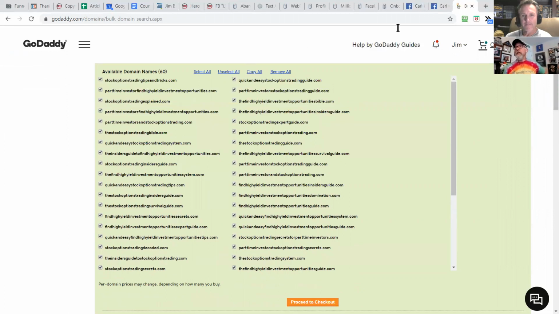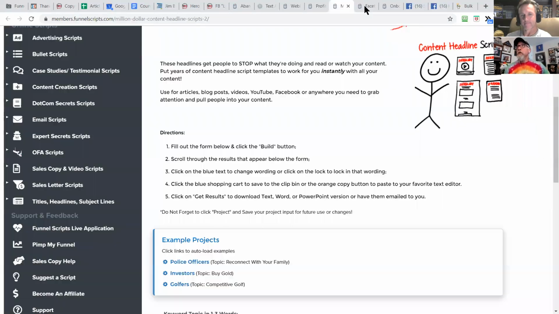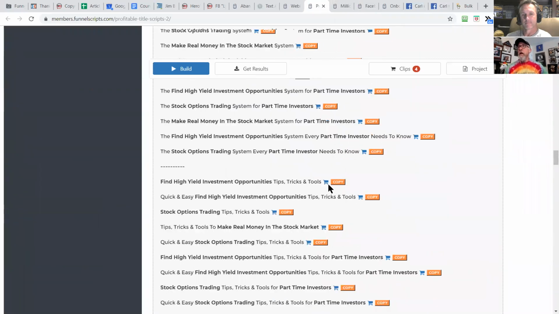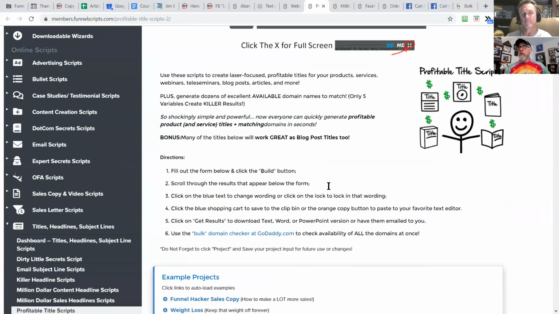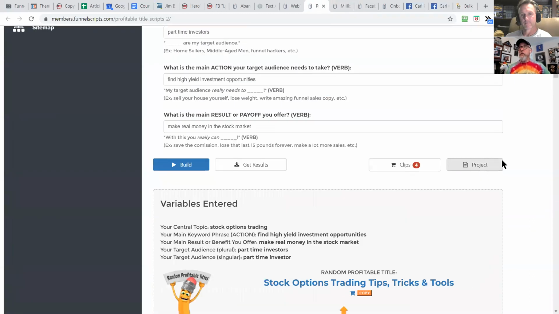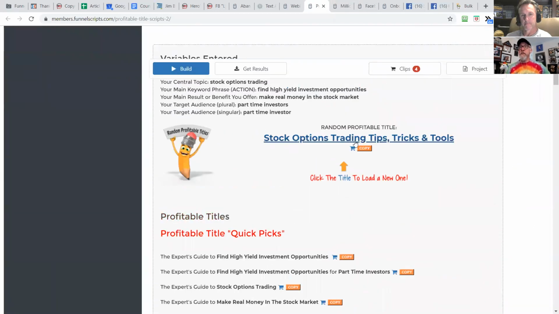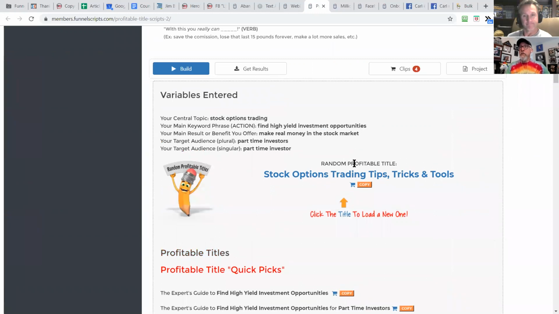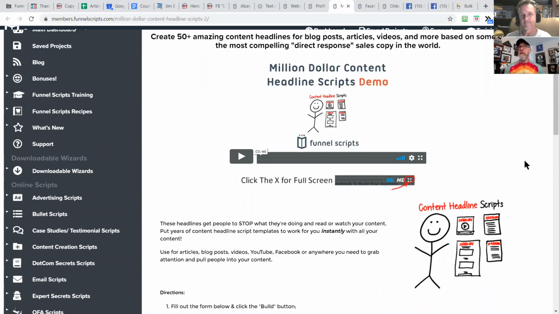Anyway, that's a cool thing that this will do for you. Where were we? Oh, okay. We were in the profitable headlines, or profitable titles. This is a really neat little script that you can use. This could just as easily be content: stock options trading tips, tricks, and tools. That could be an article, a video, anything. You can use this for social, absolutely. What I wanted to show you also was the $1 Million Content Headline scripts.